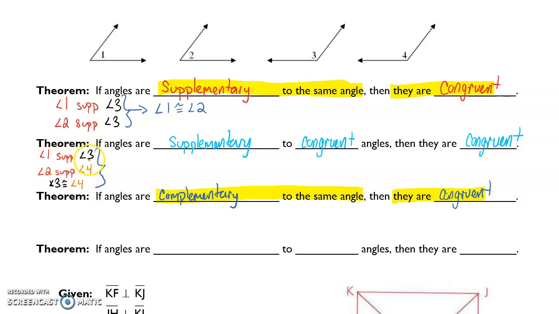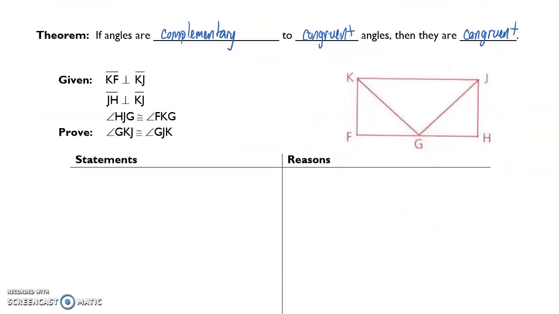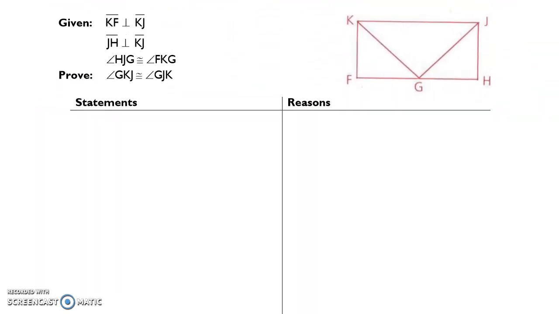1 is supplementary to 3, 2 is supplementary to 4, and 3 and 4 are the same thing. They are congruent. Now angle 1 is congruent to angle 2. And then similarly, the same thing happens with complementary angles. Complementary to congruent angles, they are congruent. All right, now let's take a look at a proof and get a little bit of practice with that.